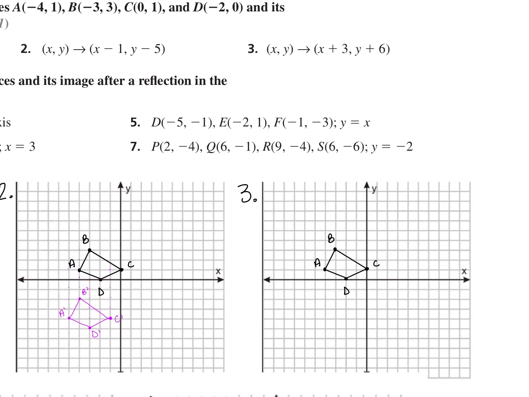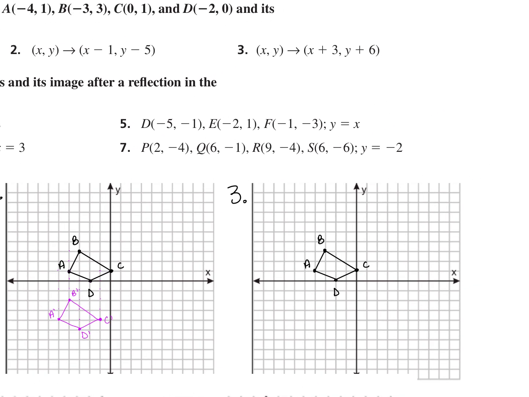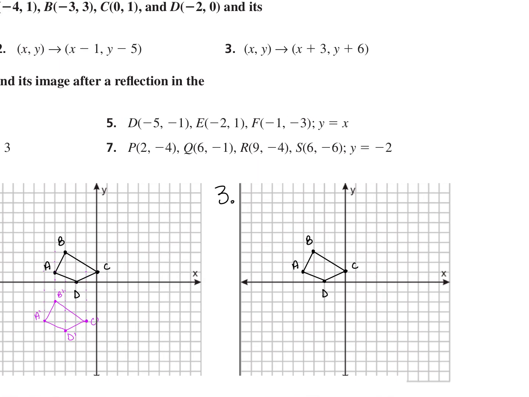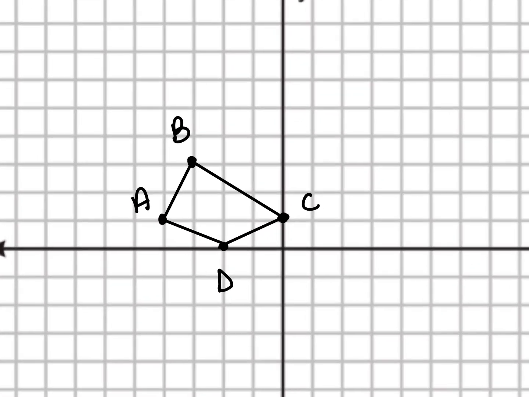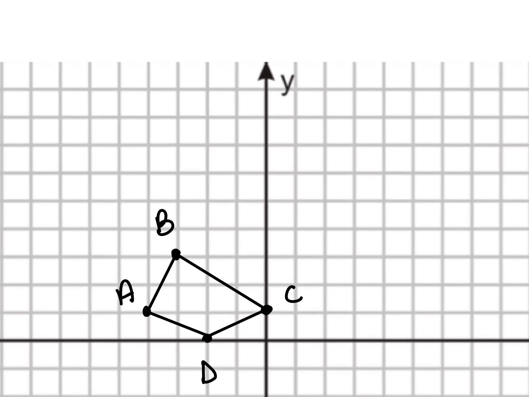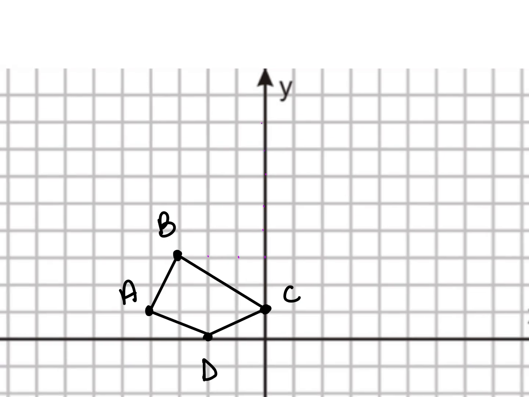And then number 3, the rule is to the right 3, up 6. So going to the right 3, 1, 2, 3, then up 1, 2, 3, 4, 5, 6. This is where your B is going to be. Again, 1, 2, 3, up 1, 2, 3, 4, 5, 6. This is where C is.